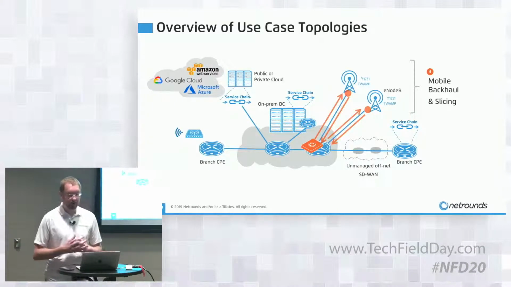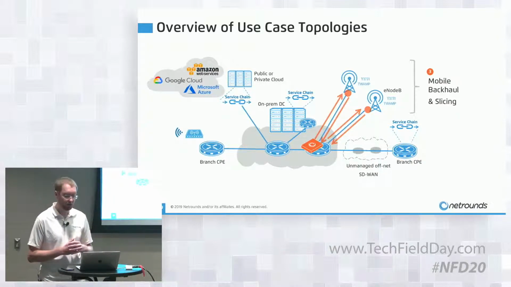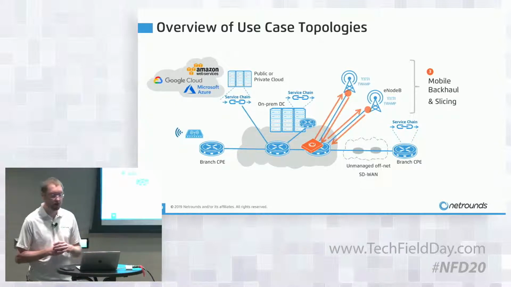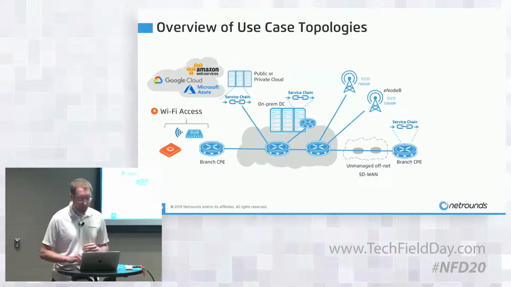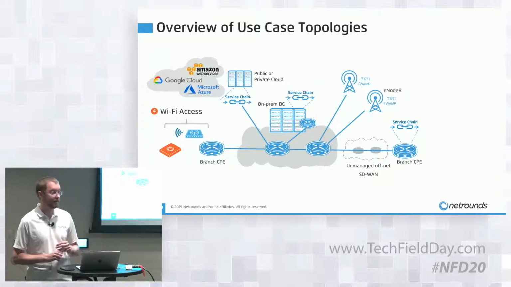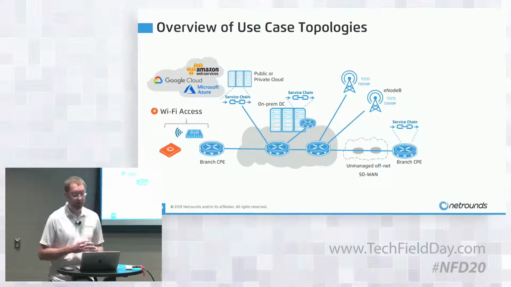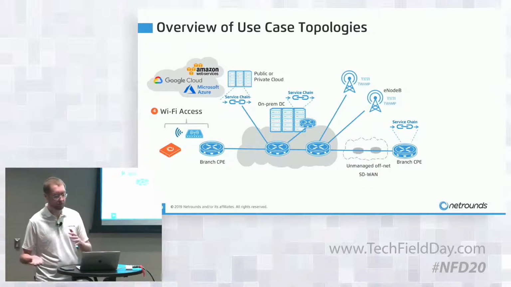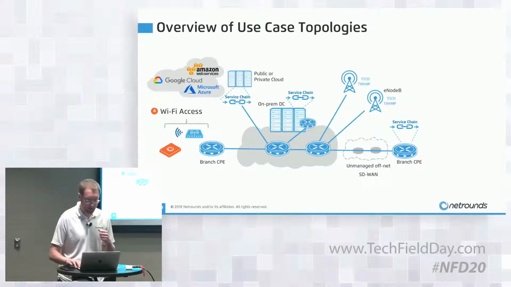Another use case is using the test agents for mobile backhaul and network slicing use cases. So you're doing reflection measurements towards, for example, eNodeBs or other core components in the network. And the fourth use case is putting a test agent on a Wi-Fi network and sending traffic over the Wi-Fi all the way through the network to core test agents. So those are the four common use cases that we cover.